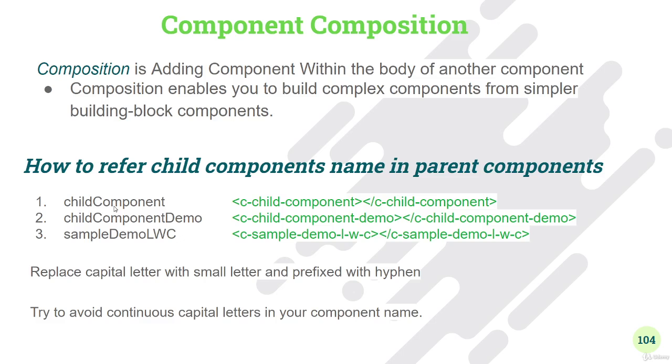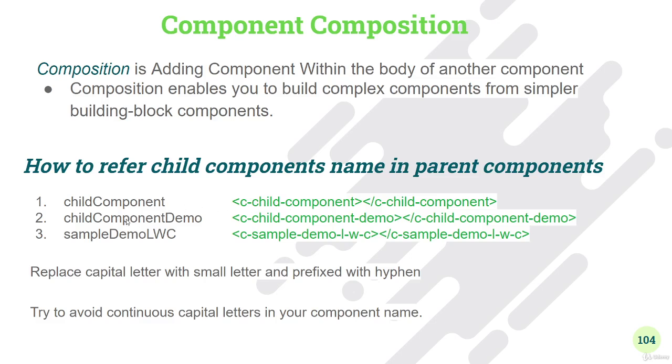In the previous video we saw that in LWC we use three types of naming convention: camel casing, Pascal casing, and kebab casing. Here we're going to use kebab case. In kebab case we replace each capital letter with a small letter prefixed with a hyphen. So if our component name is childComponent, it converts into c-child-component. The c- prefix is very important because it is the namespace in which you are using your component. Every time c- will come, and the rest of your component name converts into kebab case.